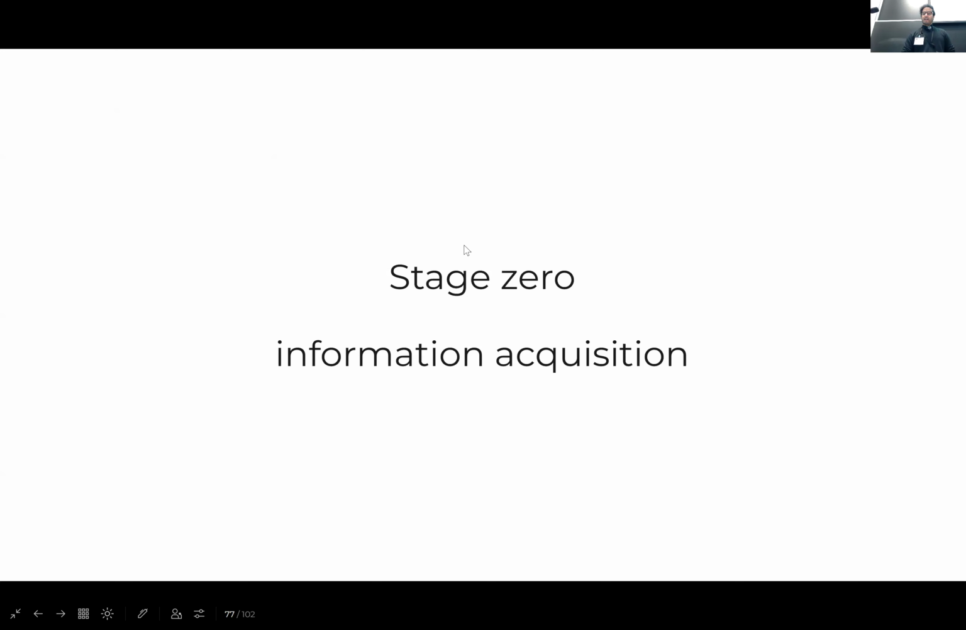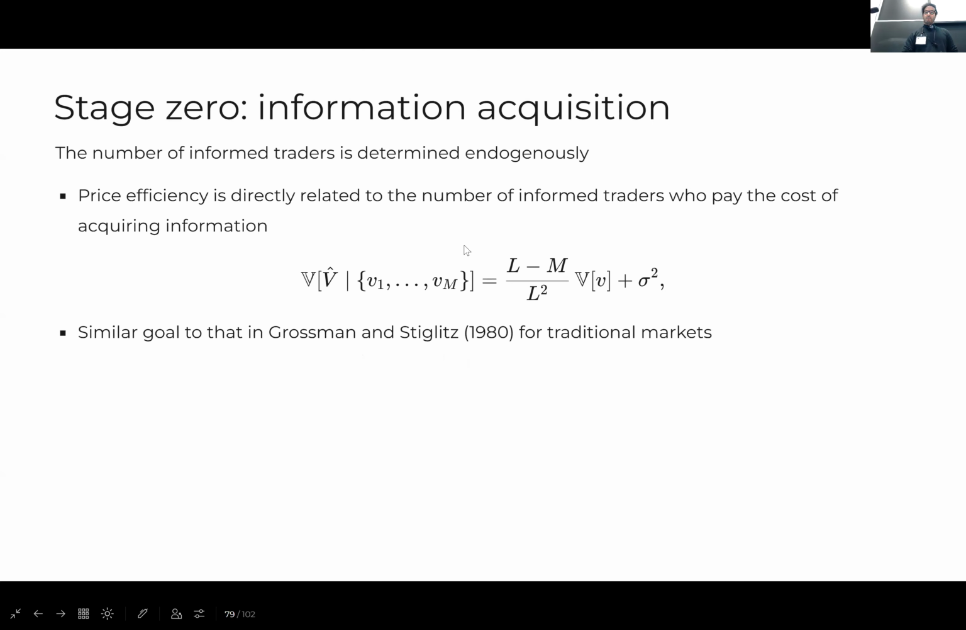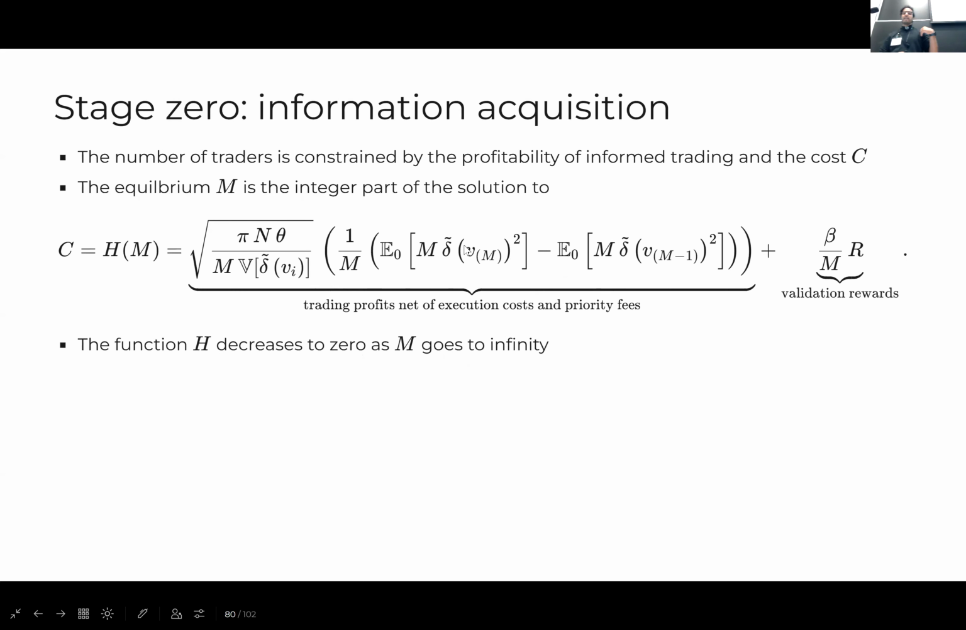Information acquisition, very briefly: markets benefit from more informed traders in terms of price efficiency, but not in terms of volume. The more informed traders there are that actually pay the cost to observe private information and disseminate it in the market, the more efficient the price.